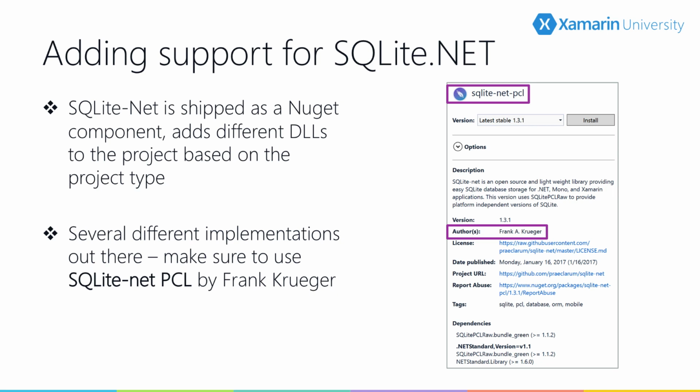SQLite.net is shipped as a NuGet component. We will have to add this component to each and every one of our projects. That means in Xamarin Forms, we add it to the Xamarin Forms project itself, and then to the iOS, the Android, and the UWP project. Be careful, there are several implementations out there and branches of this package. Make sure to pick the right one. It should have a single author named Frank Krueger.